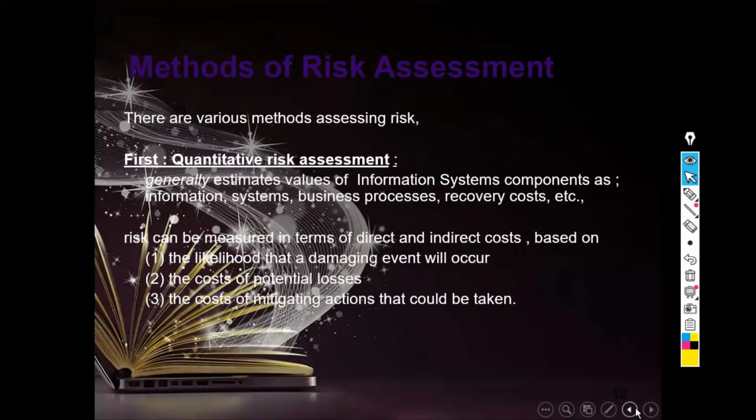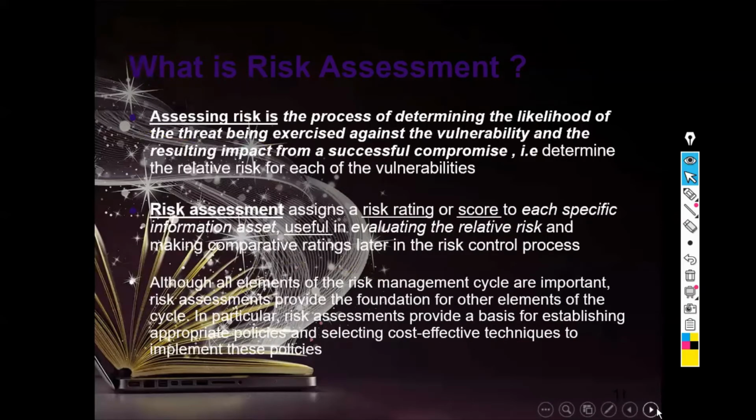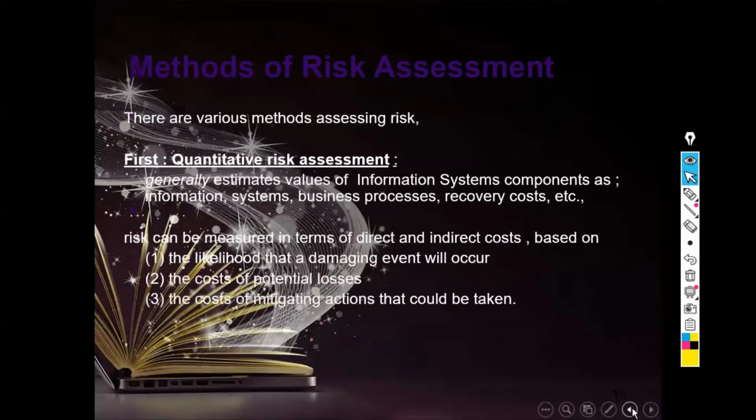So there are two methods of risk assessment. The first method is the quantitative risk assessment. In the quantitative risk assessment, what we generally do is estimate the value of information system components. What would the components be? Your information system, business processes, and the recovery cost. This would be your quantitative risk assessment.